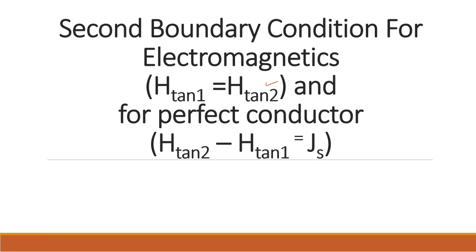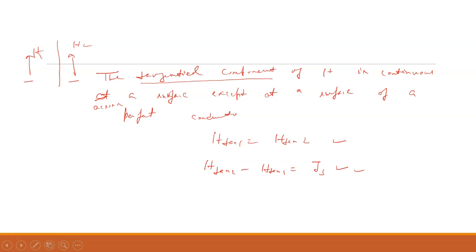Hello friends. Today we will discuss the second boundary condition for electromagnetics, that is H tan 1 equals H tan 2, and for a perfect conductor H tan 2 minus H tan 1 equals the current density Js. Or it may be H tan 1 minus H tan 2 equals Js. So let us start with a statement.